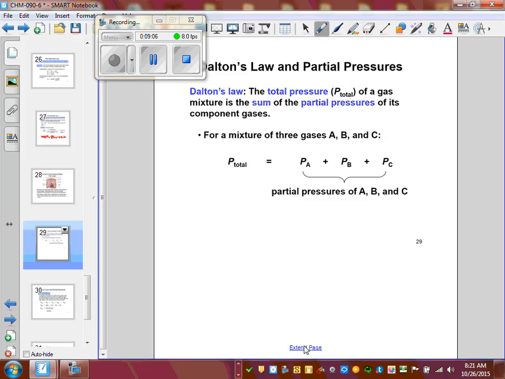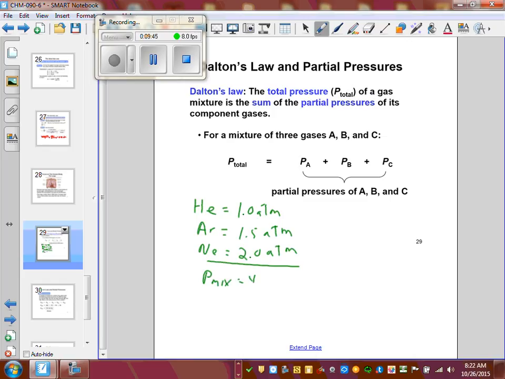So if I have, let's say, helium, argon, and neon come together, the partial pressure of helium is 1.0 atmosphere. The partial pressure of argon is 1.5 atmospheres. And the partial pressure of neon is 2.0 atmospheres. What's the pressure of the mixture? 4.5. The pressure of the mixture is 4.5 atmospheres.